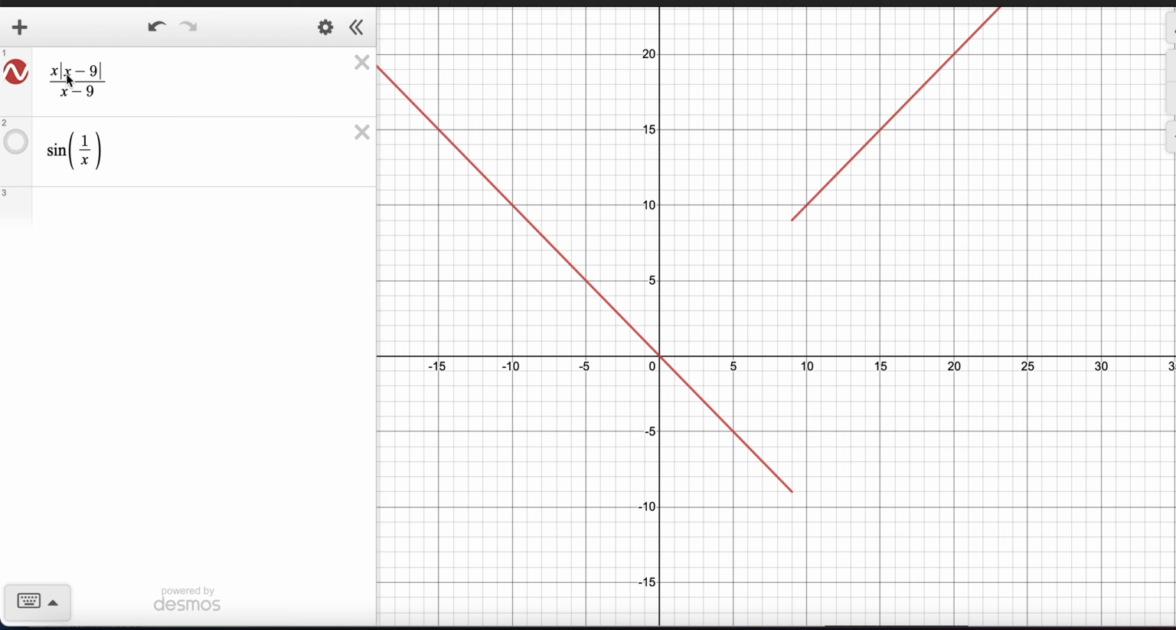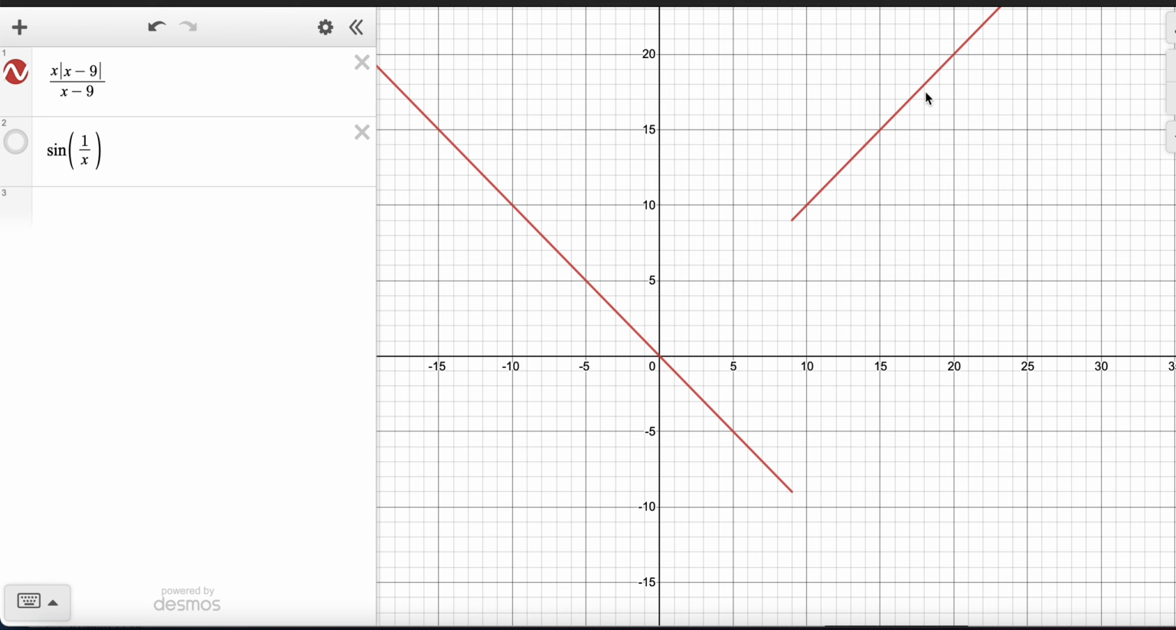x times the absolute value of x minus 9 over x minus 9, we can see that this graph breaks apart at x equals 9. Okay, that's due to the nature of the absolute value. It is a piecewise function. And we can see that as we approach the left side of 9, it's going to a limit of negative 9.